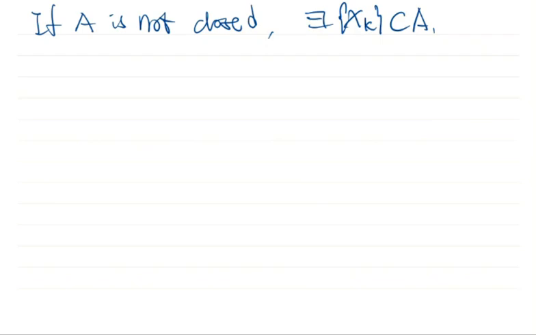If A is not closed, then by definition, there exists a sequence in A which converges, but the limit is not in A. Closedness means that any convergent sequence in A has its limit in A. So to say that a set is not closed is equivalent to saying that there is some sequence in A that converges, but the limit is not in A.